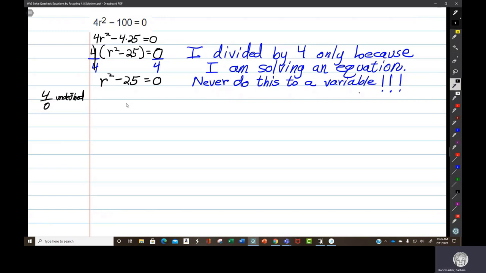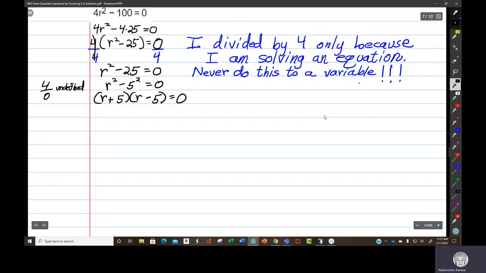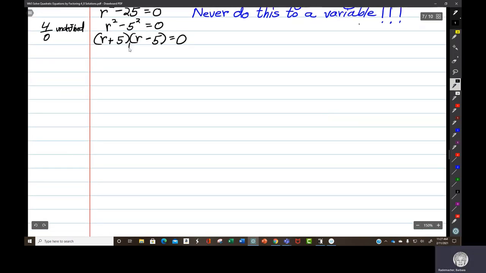Now, I can factor by the difference of two squares. This is r squared minus 5 squared equals 0. So (r + 5)(r - 5) equals 0. Now, yesterday we left it there, but not today, because it's an equation. We have to solve an equation. So r plus 5 equals 0. r minus 5 equals 0.